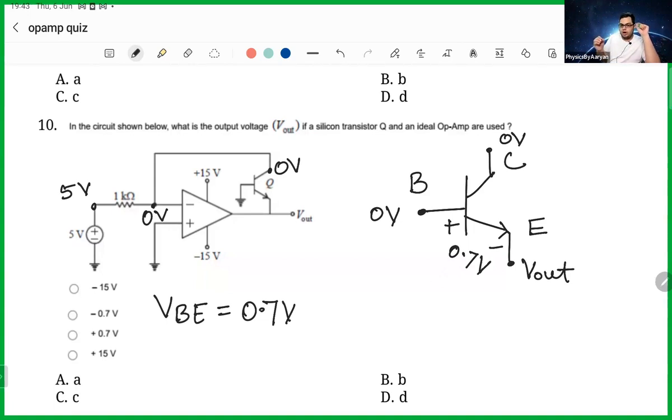Now you can do Kirchhoff voltage law. How can you do Kirchhoff voltage law? You start from 0, so you write 0. Then you go in this direction.